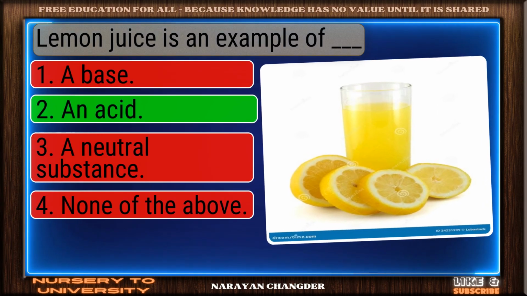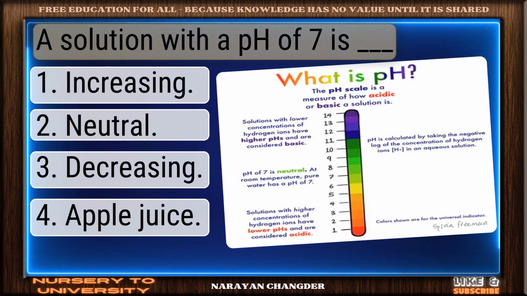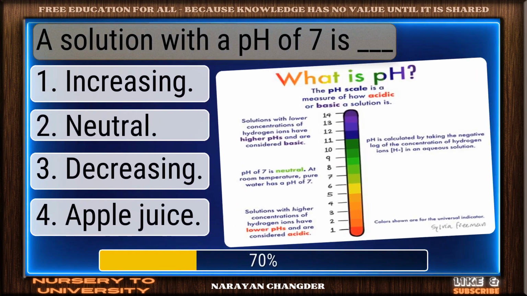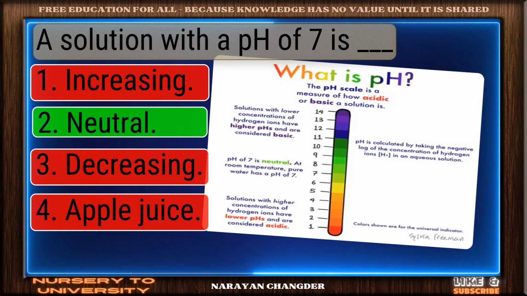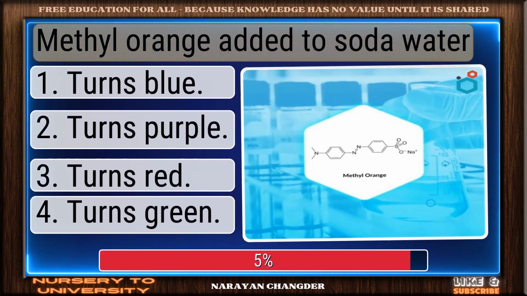Nicely done. An acid is a solid answer. Question number 104. A solution with a pH of 7 is dash. Good thinking. Neutral is the right answer. Question number 105. Methyl orange added to soda water.